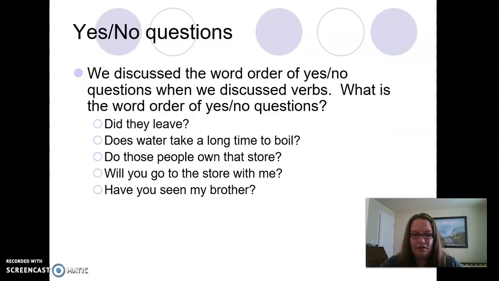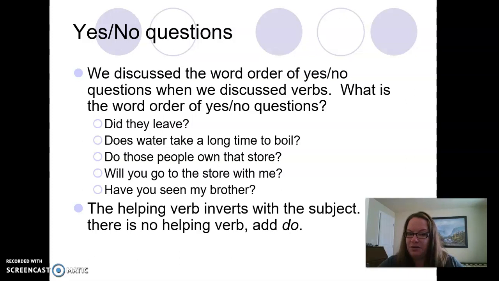Okay. Yes/no questions. We talked about yes/no questions a little bit, if you've watched this series, when we talked about verbs. The answer is expected to be a yes or a no answer. We use an auxiliary, or we use do support, and the word order of the question is auxiliary or helping verb, and then the subject. So we have a little bit of an inversion there. The helping verb inverts with the subject, and if there's no helping verb, we add do support.